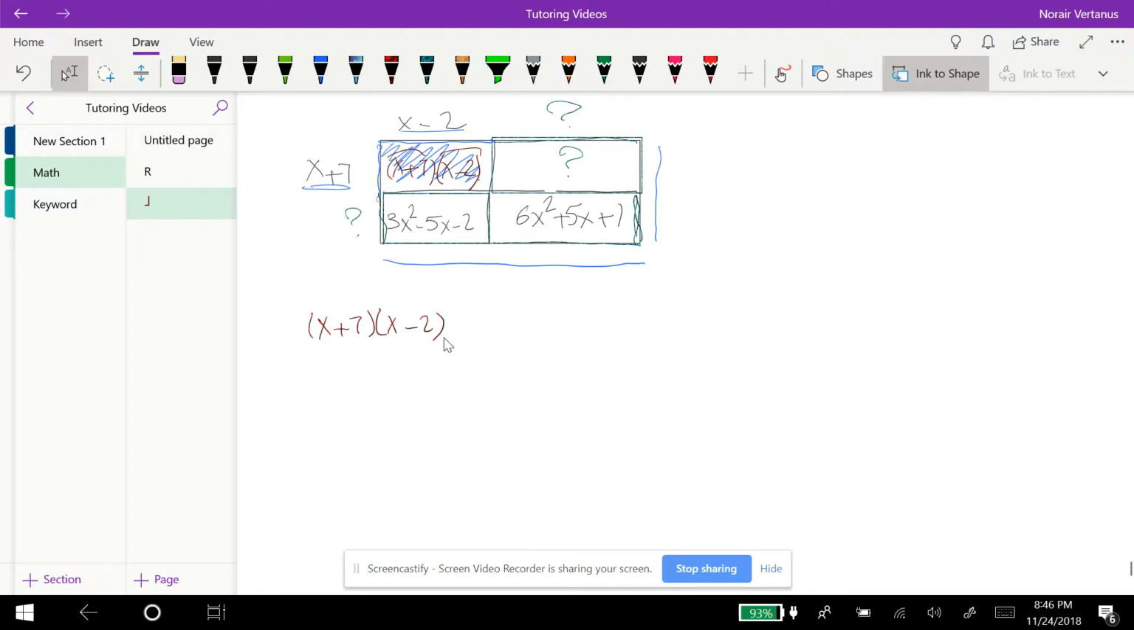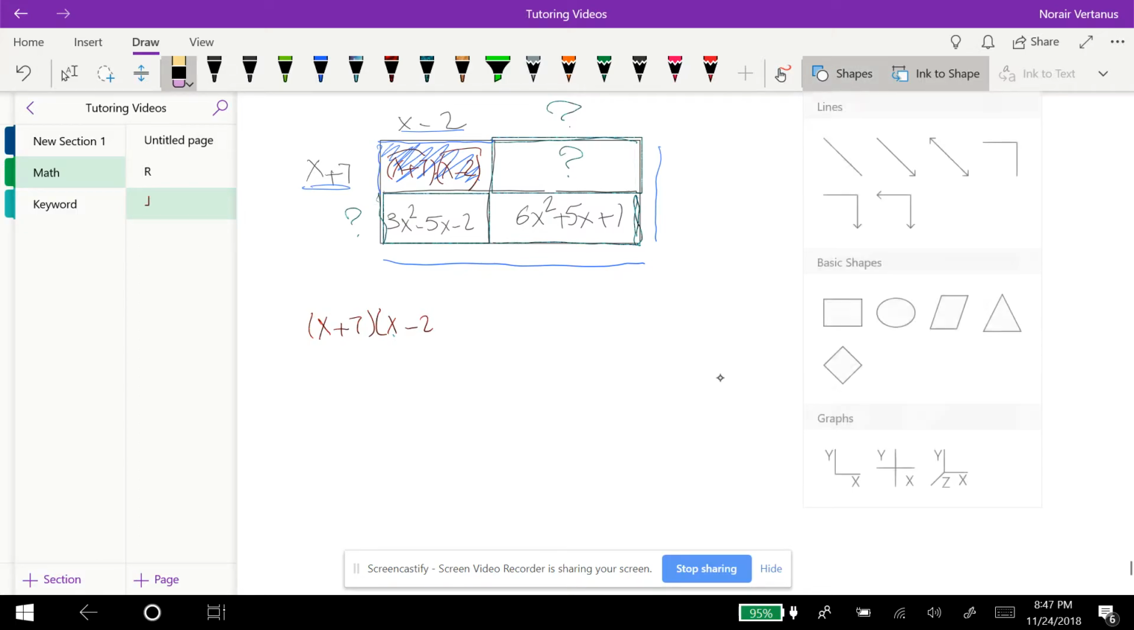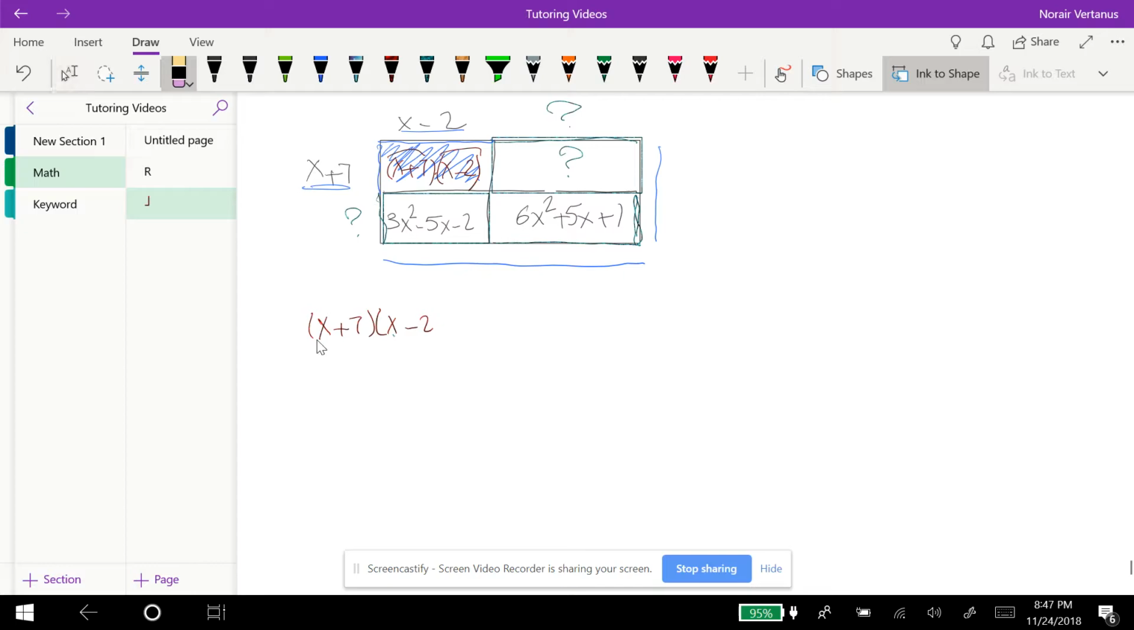And if we want to write this in sum form, we need to FOIL it. So to FOIL, you multiply each one of these by the other two, like that. I need to close this. This times this, this times this, this times this, and this times this.